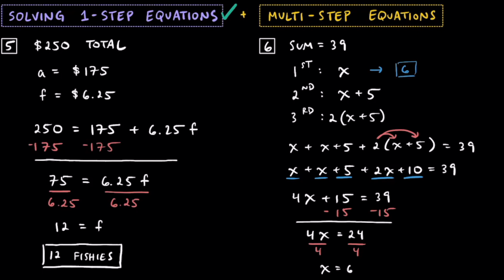That's our answer. For the second number, x plus 5, so 6 plus 5, that's going to be 11. That's the second number here. And for the third number, x is 6, so 6 plus 5 is 11, and 11 times 2 is going to be 22. So these are our 3 numbers. If we add 6 plus 11 plus 22 together, we do get 39. So that works. Let's try some more here.